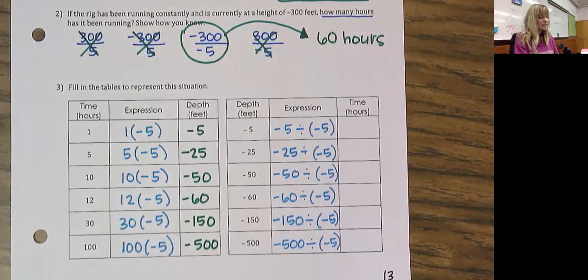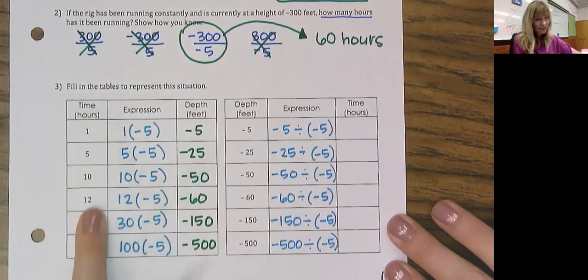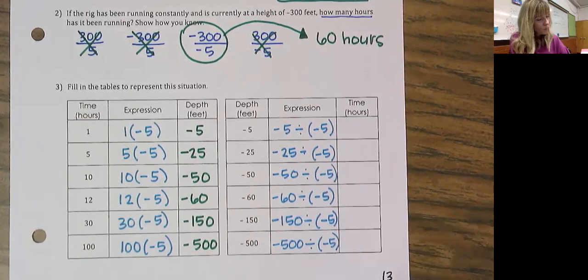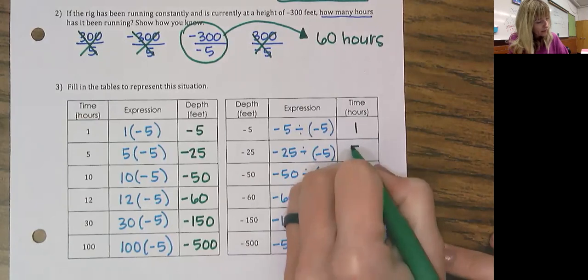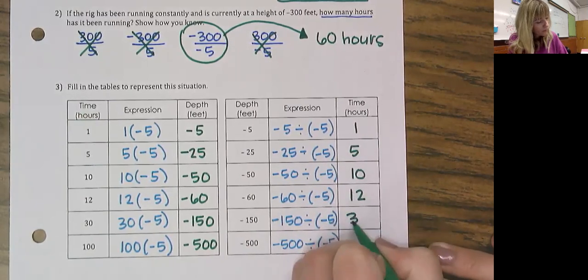So we are using the inverse operation. Inverse of multiplication is division, and we're going to explore that a lot more in the next couple weeks. Negative 60 divided by negative 5, negative 150 divided by negative 5, and negative 500 divided by negative 5. And that, of course, takes us right back to, look all the way over here. It's going to take us back to these answers. 1 hour, 5 hours, 10 hours, 12 hours, 30 hours, and 100 hours.